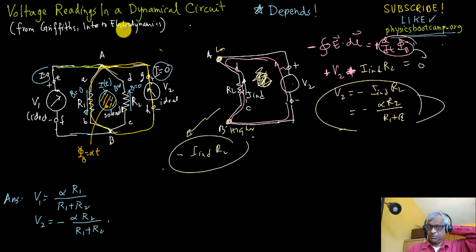Although it comes from a little bit advanced book, it is actually an introductory physics level problem. It's just confusing that the voltmeter on this side reads one value and the voltmeter placed on the other side reads another. That has to do with the circuit being dynamic, and there is a changing magnetic flux inside the loop.